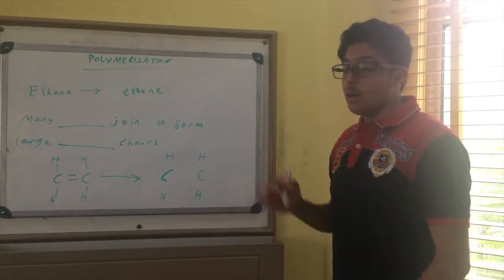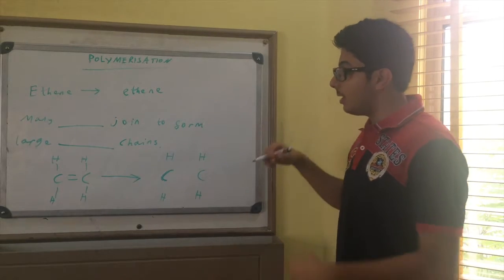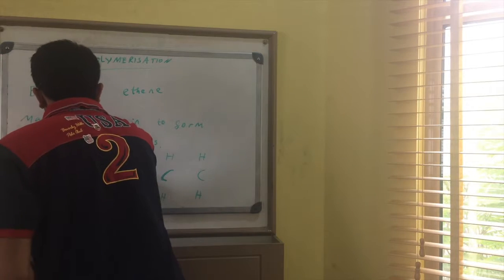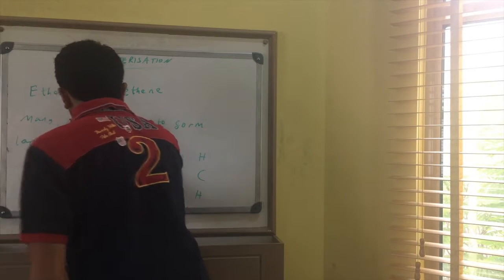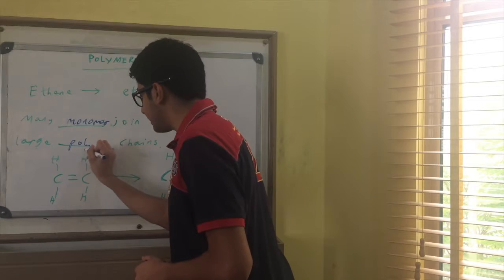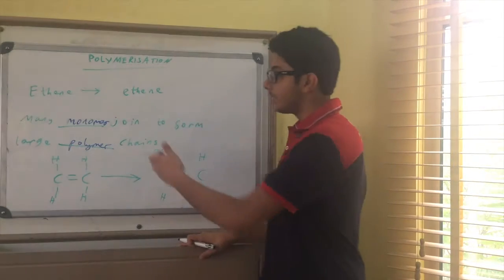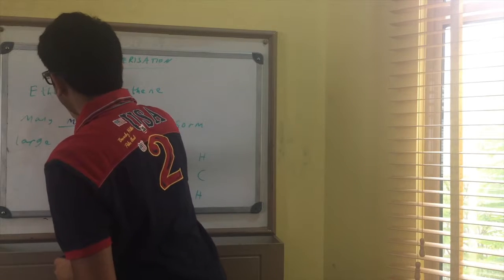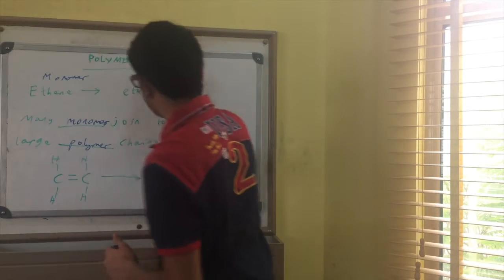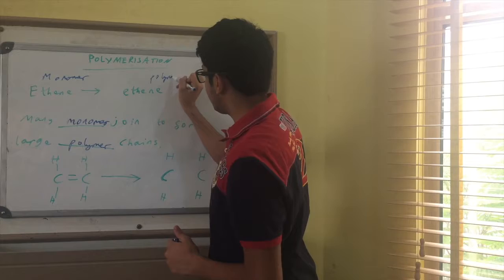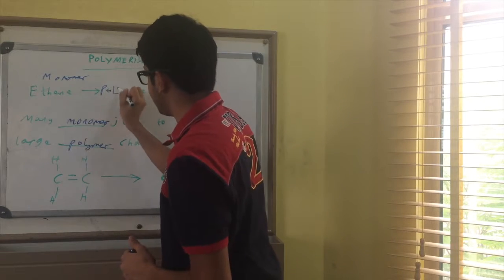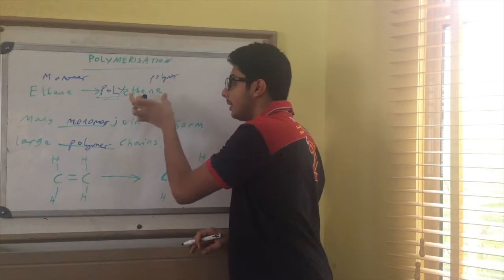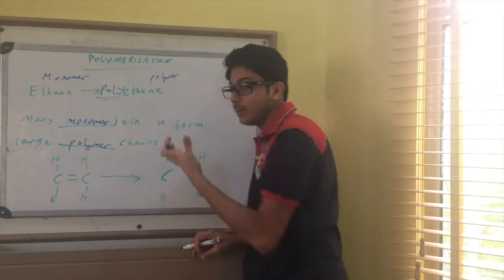Next. Okay, so in polymerization, we convert monomers into large polymer chains. So here we have a monomer, for example, ethene, and we convert it to a polymer, which is called polyethene. So naming it is easy. Just put poly in front of the monomer name, and that's how you name it.